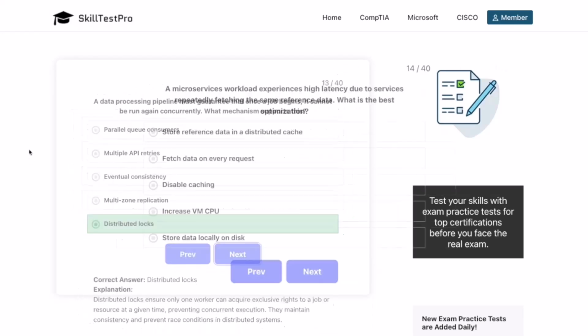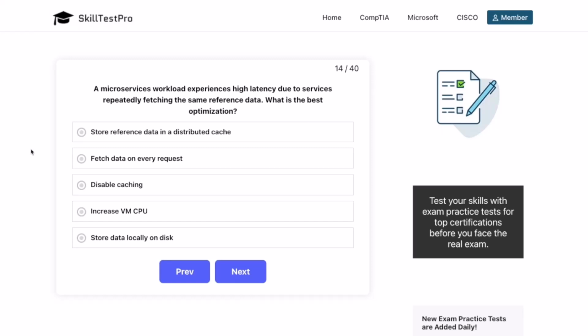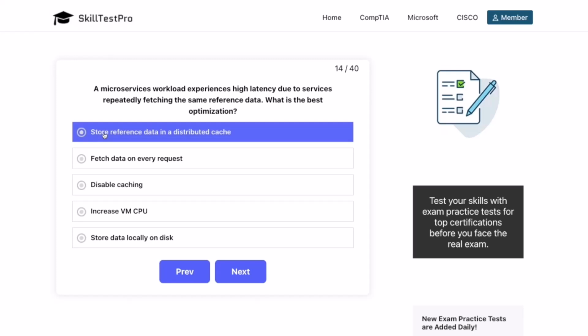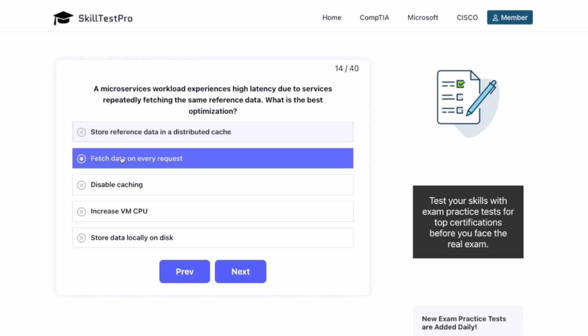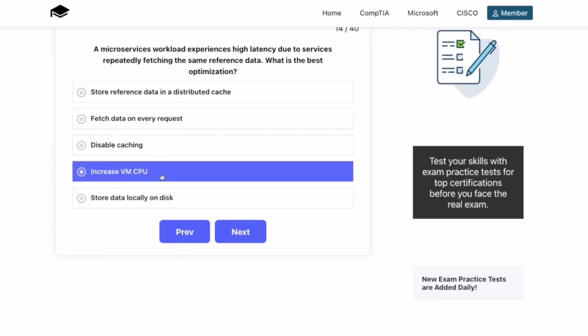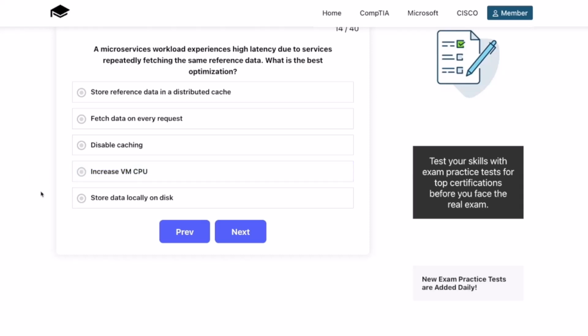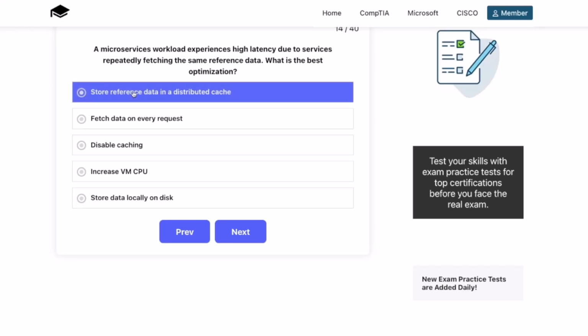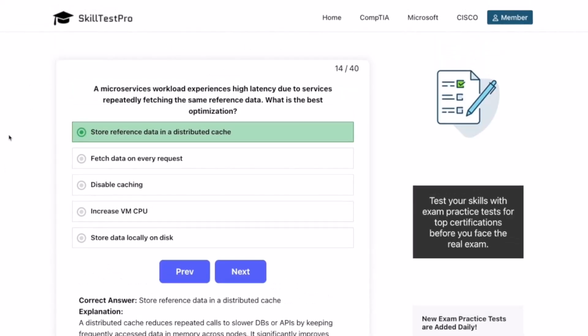All right, question 14. A microservices workload experiences high latency due to services repeatedly fetching the same reference data. What's the best optimization? Store reference data in a distributed cache? Fetch data on every request? Disable caching? Increase the VM CPU? Or store data locally on disk? The correct answer is store the reference data in a distributed cache.